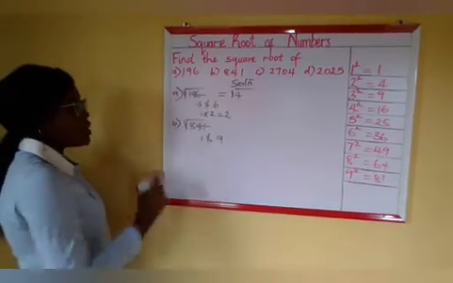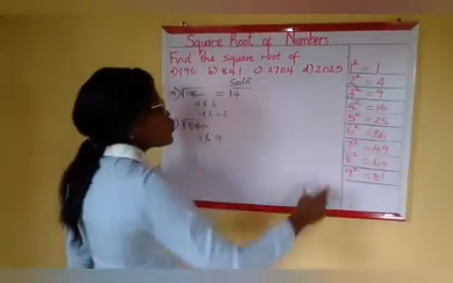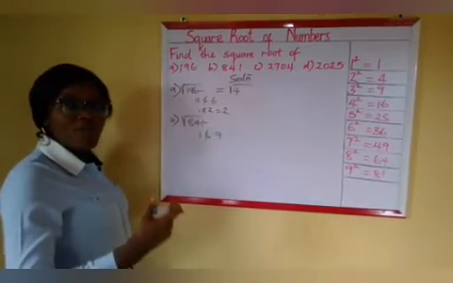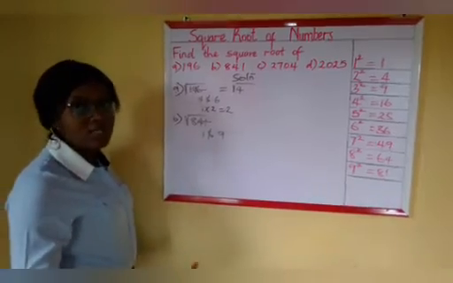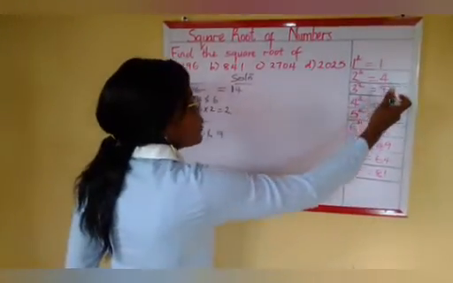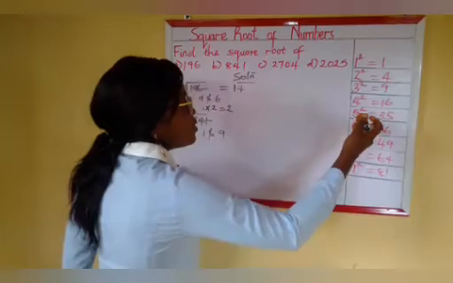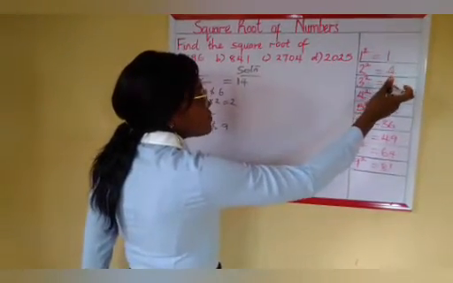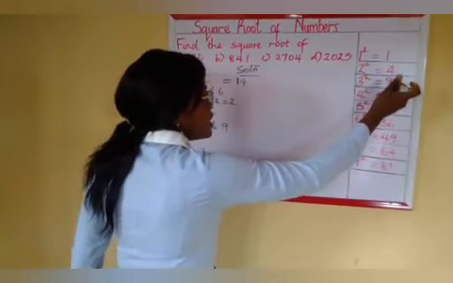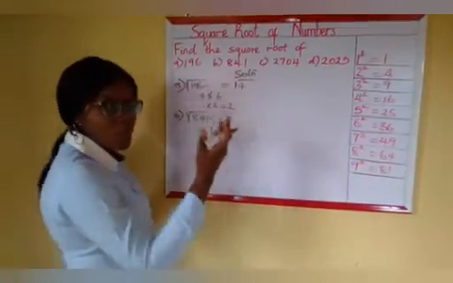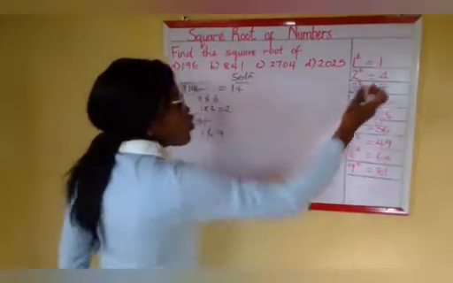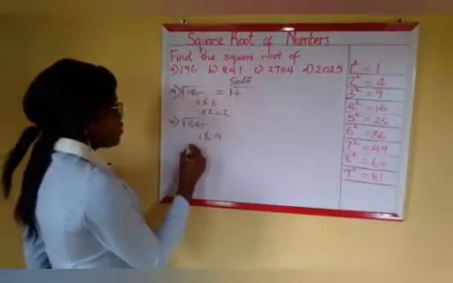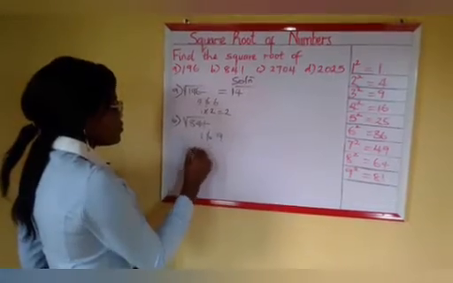So let's work with our 8 now. From the square of numbers, which one will give you a number that is close to 8 or a number that is 8? We don't have 8 here. But after the square of 2 that gave us 4, we have 9. That is the square of 3. 9 is bigger than 8, so we can't work with it. So we go for 4. Square of 2 is 4. So you choose 2.